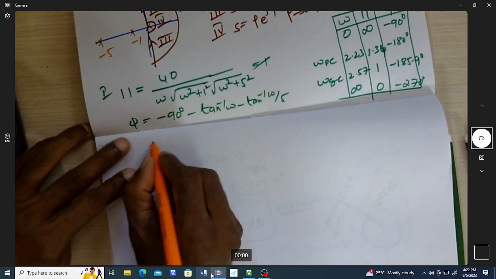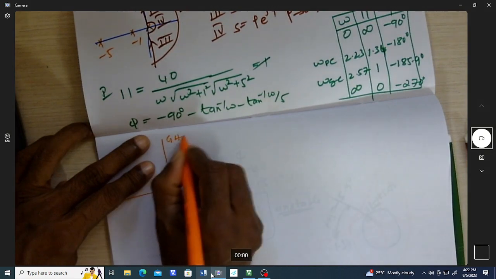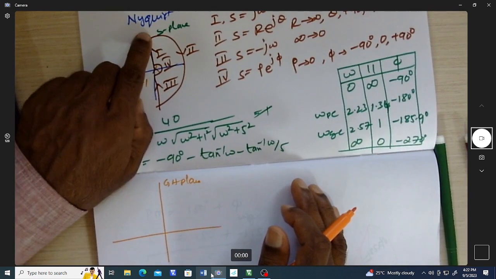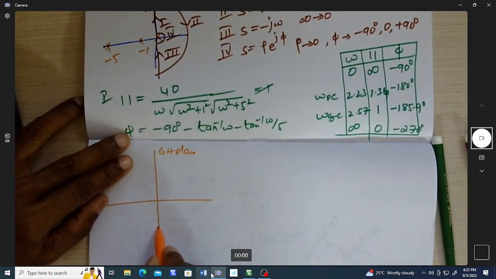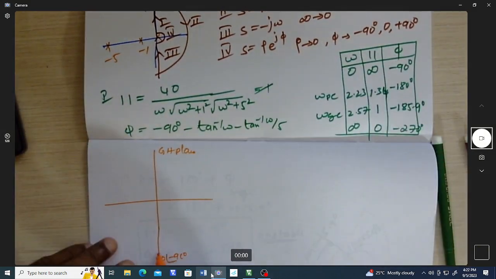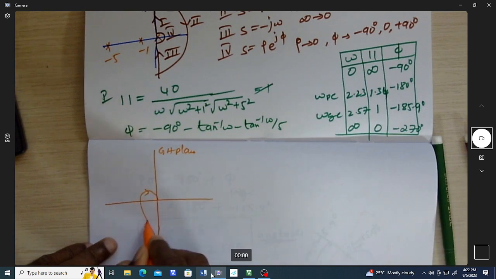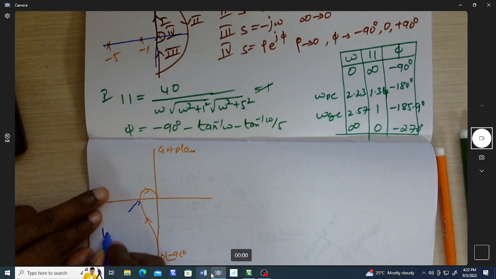So let us write the segment 1 mapping in the GH plane. This segment 1, which starts from j0 to j infinity, will go like this. The magnitude is infinite here, so assume that this is infinity at an angle of minus 90 degree. The angle keeps increasing in the negative direction, it goes like this, and ultimately it ends at minus 270. The magnitude at this point is 1.34 at an angle of minus 180 degree.